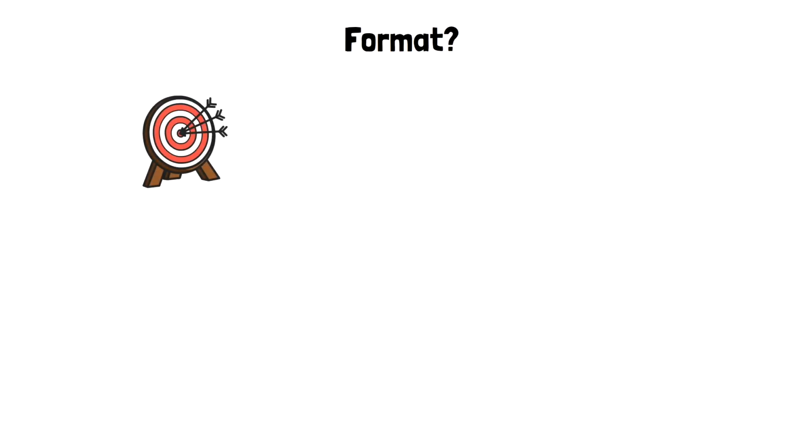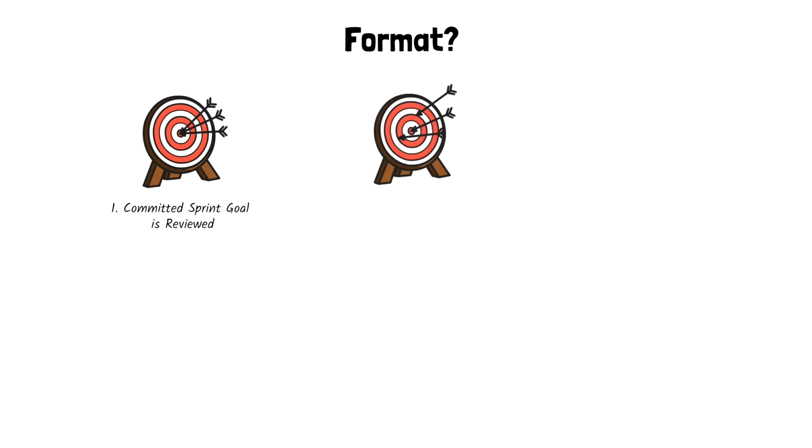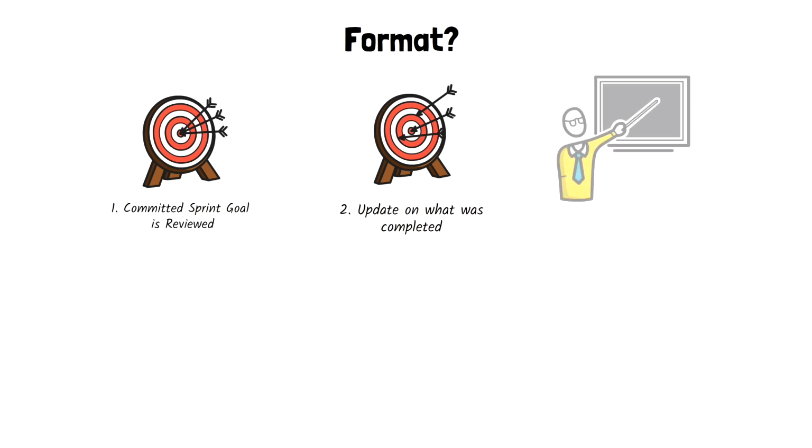A typical format of the sprint review meeting starts with the Scrum team providing an overview of the sprint goal they committed to at the beginning of the sprint. This is followed by a status update on what was completed, and in case some things were not completed, the team discusses impediments they encountered. After this conversation, the team proceeds with demos of the work completed.